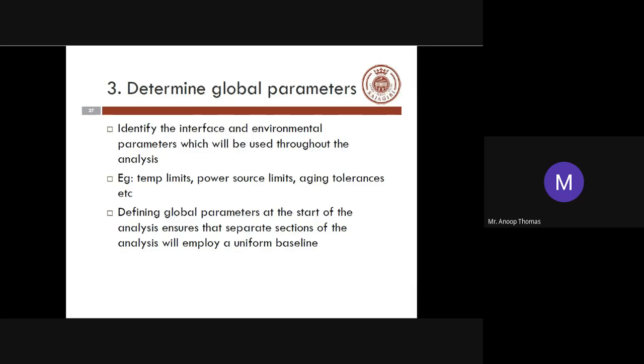Okay. So defining global parameters at the start of the analysis ensures the separate sections of the analysis will employ a uniform baseline. So you initially tell that these are the parameters, like limits or source limits, on which we are going to do our WCA analysis. So we are going to make the design analysis based on these global parameters, based on the environment in which it is working. For example, if you are working in a very cold environment, you have to consider the cold scenario. If you are working in a hot environment, you have to consider the hot scenario. So you will have to decide on what those environmental factors will be used as part of your analysis. Okay. So that is your determining of your global parameters.